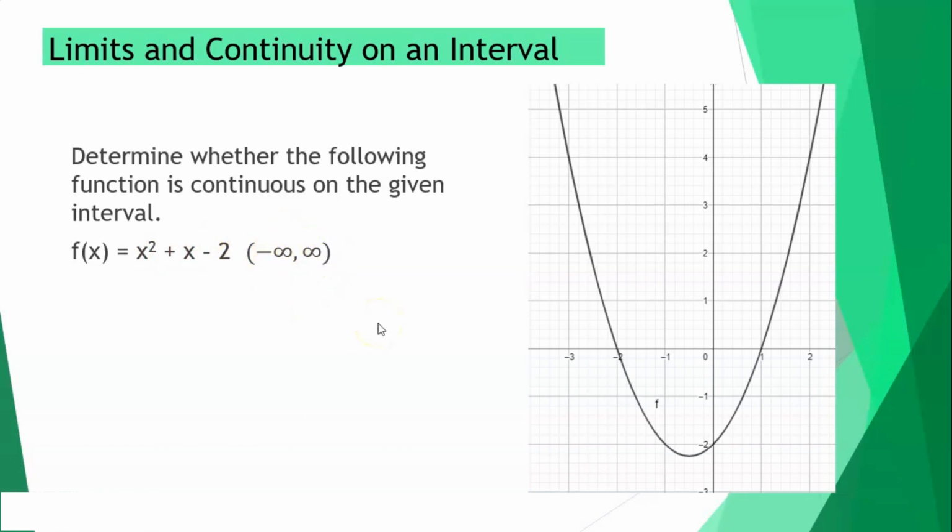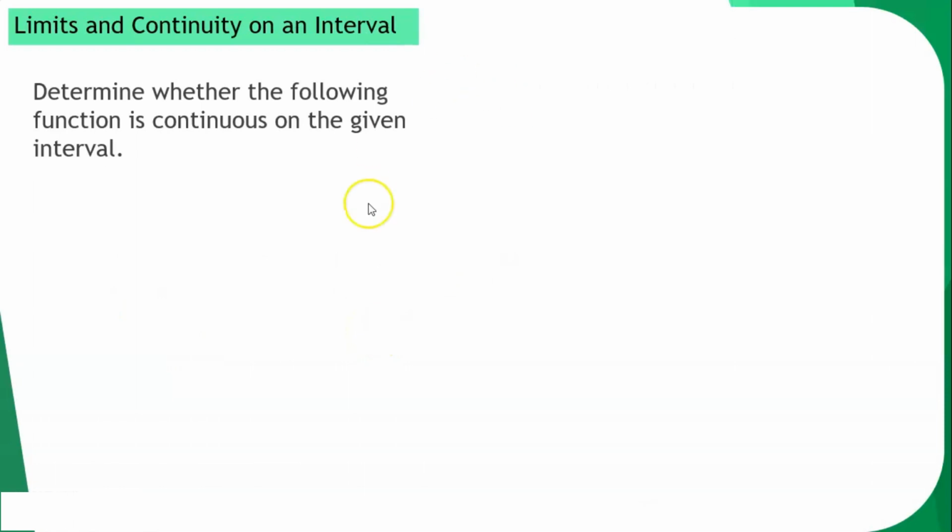Now, take note, this is a graph of a polynomial function and it is continuous everywhere. So, therefore, our answer here is yes. Okay. This one, determine whether the following function is continuous on the given interval. This is a function of the square root of 9 minus x squared starting from negative 3 until 3.